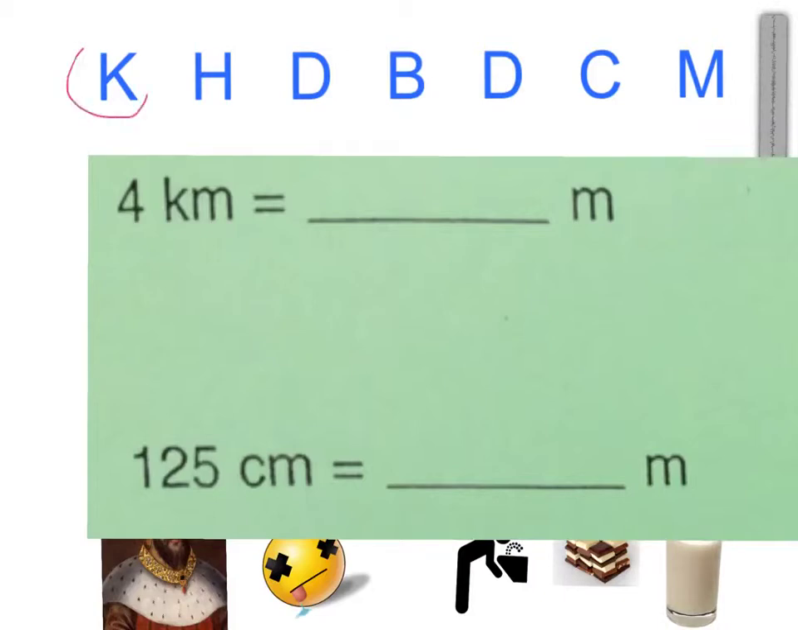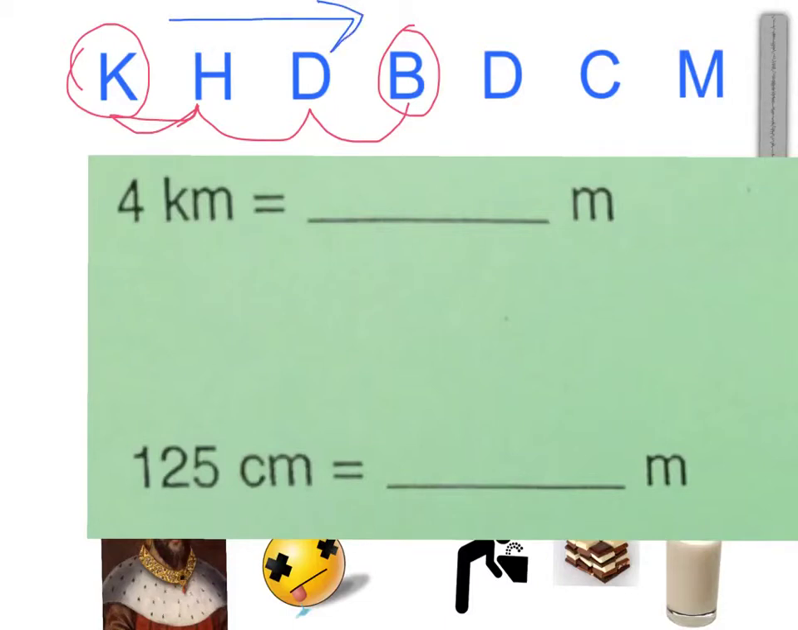So we're starting in kilometers, and we want to end up in our base unit, which is meters. If we look, this is 1, 2, 3 jumps to get from kilo to our base unit of meters. 3 jumps. Another important thing to notice is that we're going from left to right.